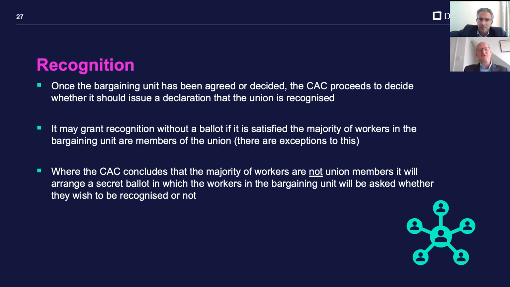Once the bargaining unit has been agreed or decided, the CAC then proceeds to decide on whether it should issue a declaration that the union is recognised. So bargaining unit first, recognition second. It can grant recognition without a ballot if it's satisfied the majority of the workers in the bargaining unit are members of the union. There are some exceptions to this. Where the CAC concludes the majority of workers are not in the union, it will arrange a secret ballot in which the workers in the bargaining unit will be asked whether they wish to be recognised or not.